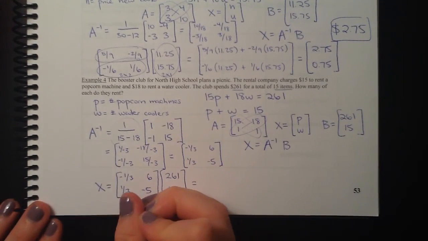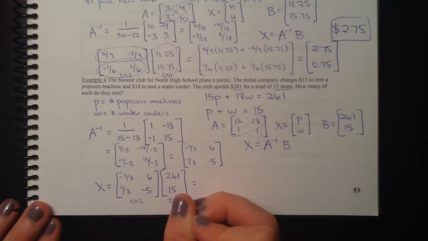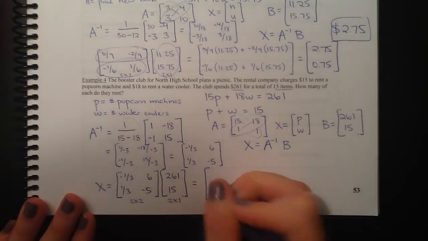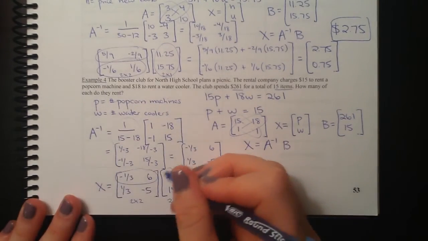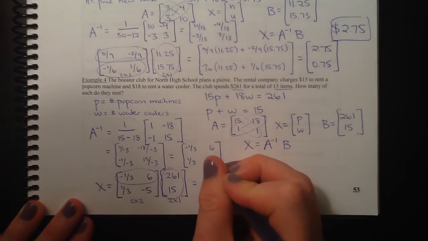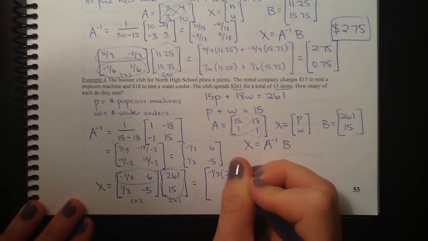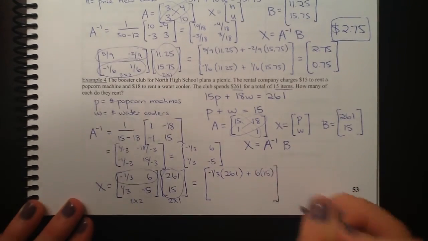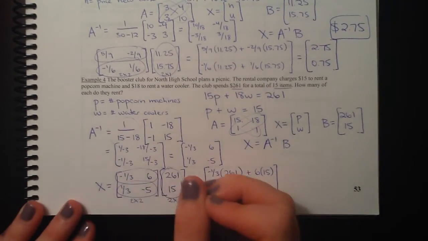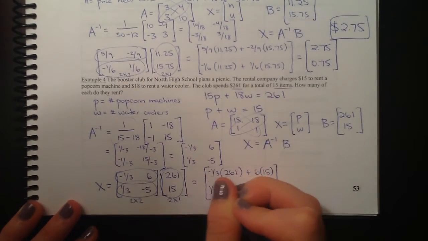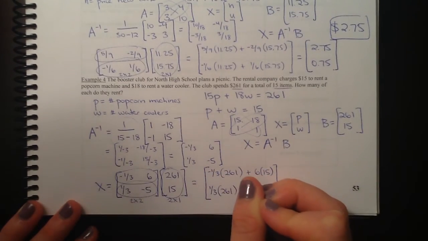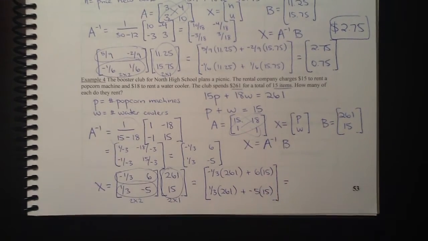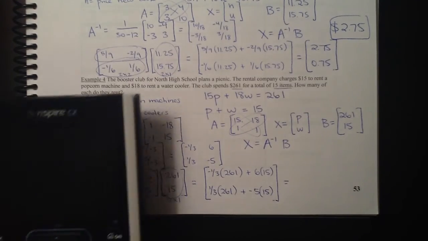Okay, so again, this is a 2 by 2. This is a 2 by 1. So I know for a fact that my new one is going to be a 2 by 1. So I multiply the first row by the only column here. So I have negative 1/3 times 261 plus 6 times 15. That's my first spot. And then second row, only column, I multiply positive 1/3 times 261, and then plus negative 5 times 15. All right, so again, if you want, you can just plug those into a calculator.